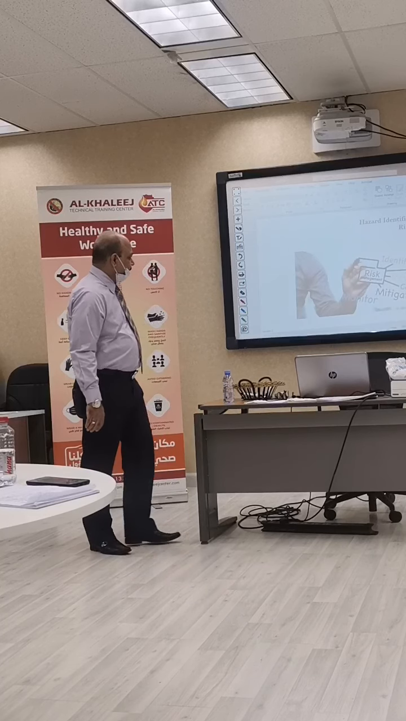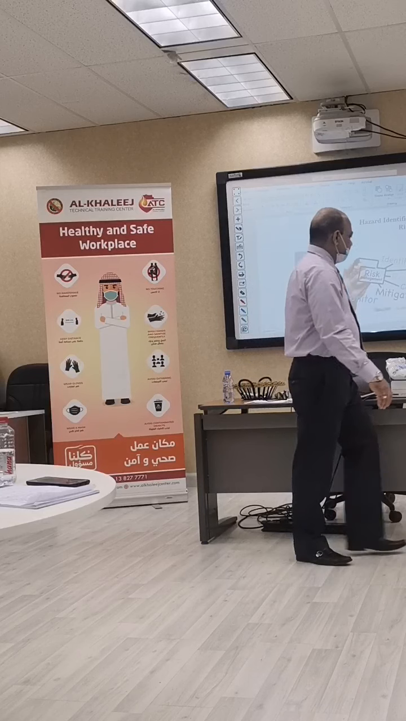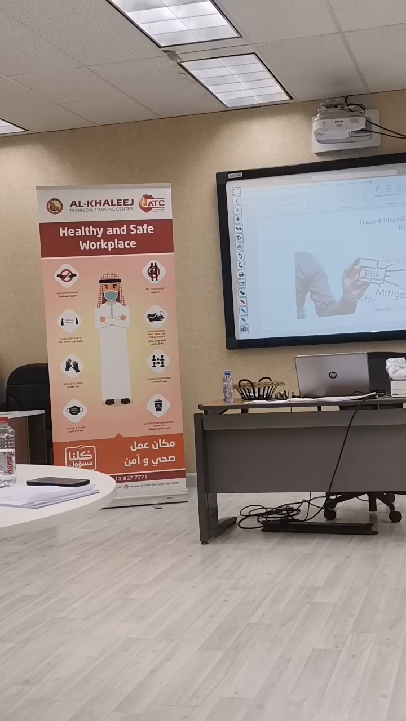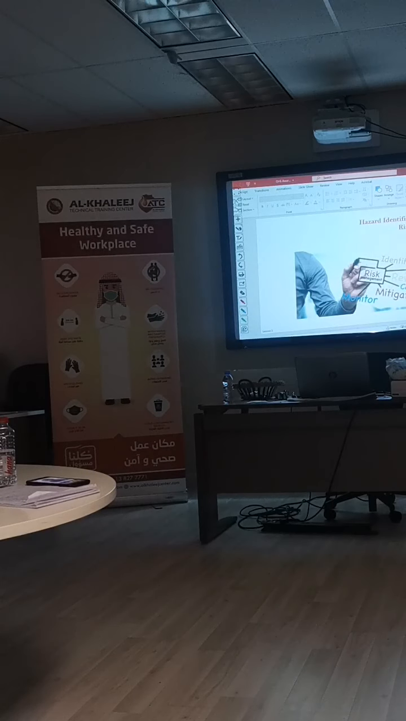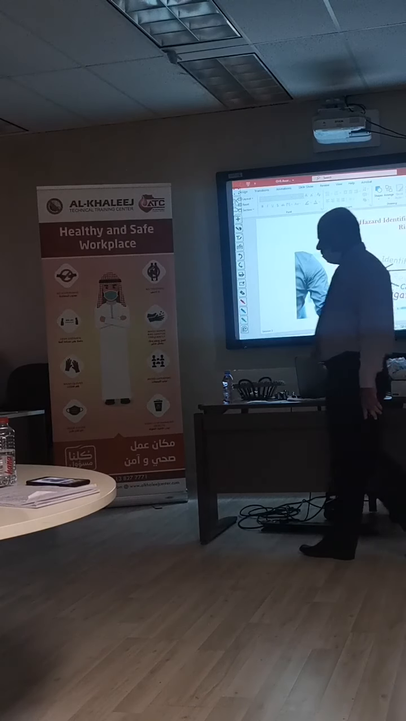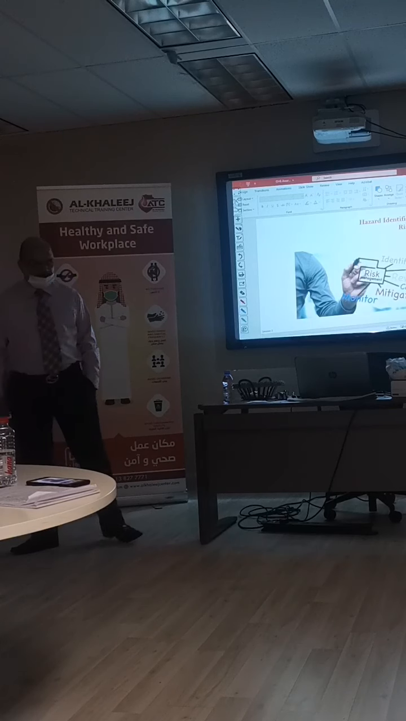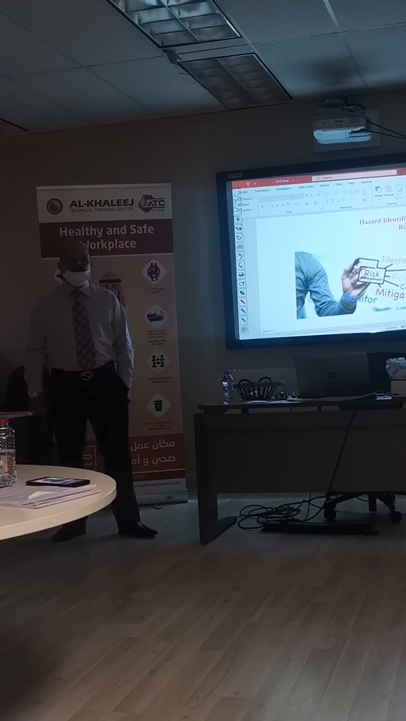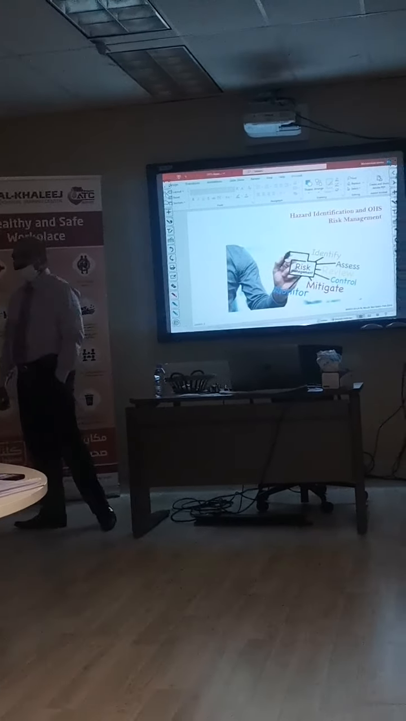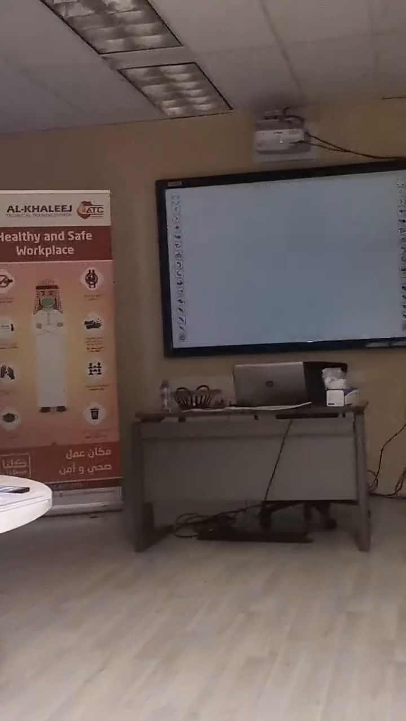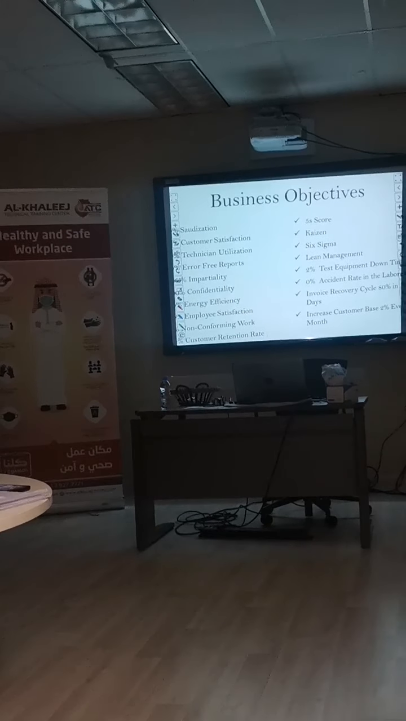So let's start today with hazard identification and risk management. What is a hazard? Any source or situation which can be the reason for an accident, which can cause harm to people or damage to property. What is an incident? An unexpected, unwanted event which can cause property damage, employee injury, or cost to the company. What is an accident? An unexpected event resulting in property damage or personal injury.